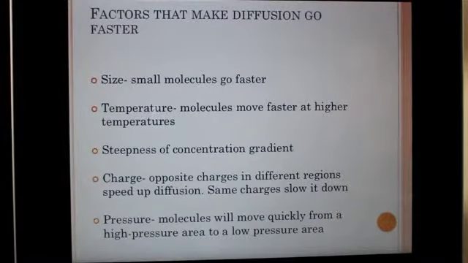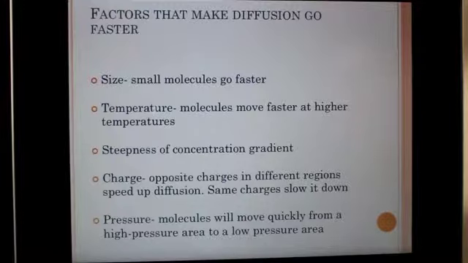Now there are some factors that affect the rate of diffusion. The first is size. Small molecules move faster than big ones, and they can go through more membranes. Temperature. Molecules move faster at higher temperatures. Also, the steepness of a concentration gradient. If you have distilled water on one side of the membrane and water from the tap on the other side, tap water has more stuff in it than distilled water, but it doesn't have that much. Versus if you had salt water and distilled water, then you've got a big difference.